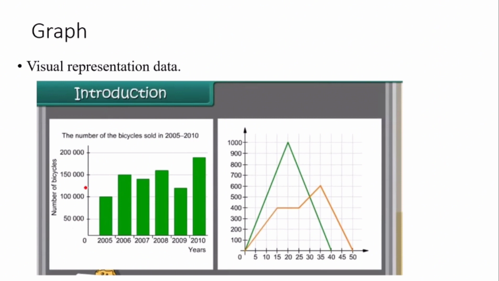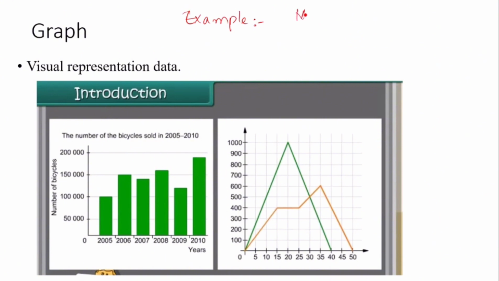In 2005, 1 lakh cycles were sold, and in 2006, 1 lakh 50,000. Similarly, all this data is represented in the form of a graph. This is also another kind of graph. So let's discuss a simple example. This is a very simple example.